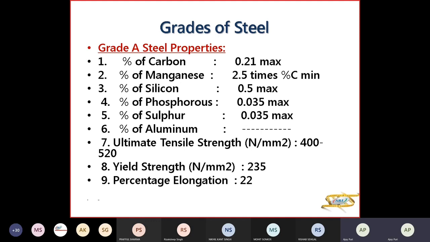Silicon is 0.5, that remains normal. Phosphorus is not 0.05 but 0.035, which is lesser than required for your mild steel. Mild steel was 0.05, this is 0.035. Sulfur is 0.035, no aluminum here. UTS is 400 to 520, yield strength is 235, percentage elongation is 22.